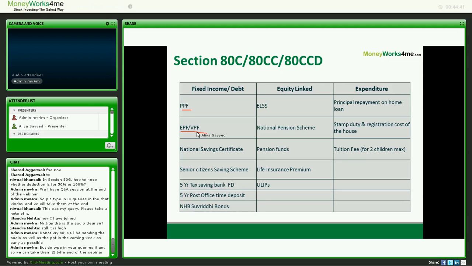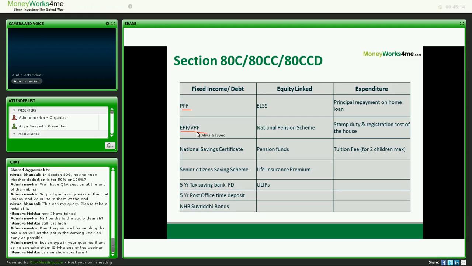Secondly, you can claim up to 100% of your deductions on EPF. Again, interest earned on EPF is tax free, so it's a tax free income stream. And like PPF, you can also take loans in EPF. While there is a lock-in up to retirement, you can do a partial withdrawal, but there are certain conditions to it, like I told you.